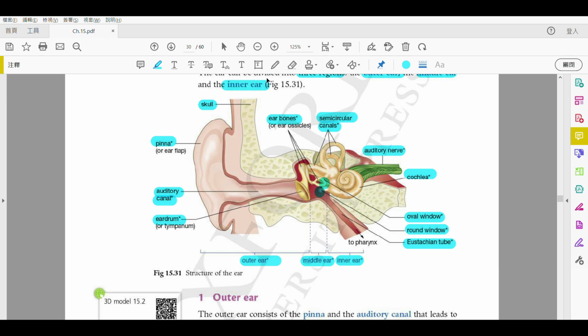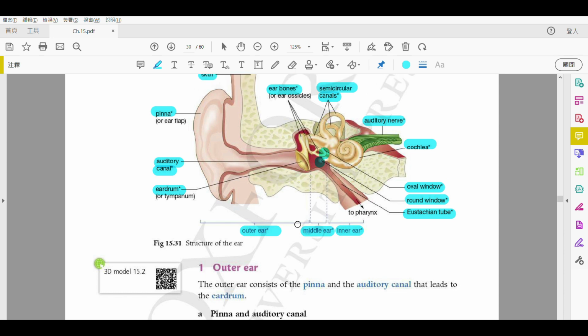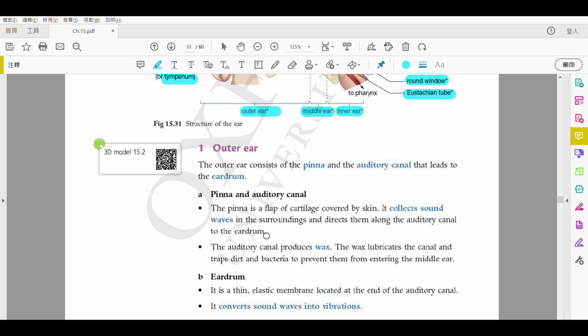So I'll focus on talking about the outer ear first. It's quite familiar for you guys because even though you have not learned about this section, you will know the external ear part, the outer ear part. It's quite easy. So pinna has another name called the ear flap, 係個耳殼啦. And then you can see this auditory canal helps you collect the sound wave and then go through this auditory canal and then go to your eardrum. So there is another name for the eardrum. It's called the tympanum. Tympanum, 發哀音嘅.